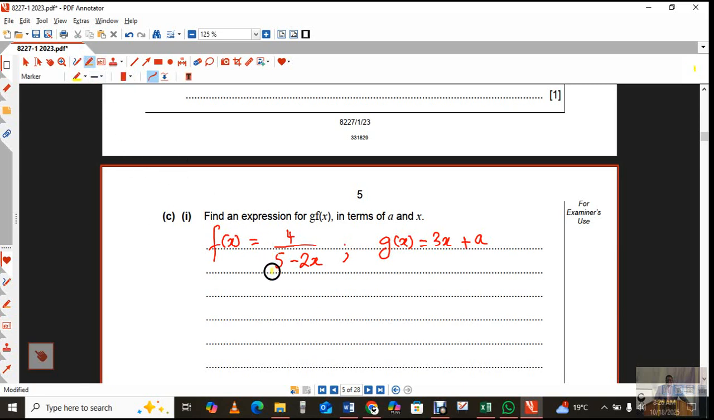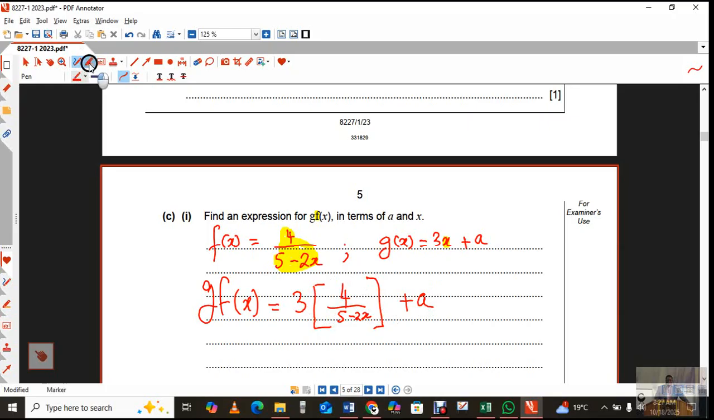So what does this imply? We are going to take all of the function f, and we're going to put it into function g. All of function f is going to be replaced everywhere you have an x in the second function. So this gives you that g of f of x is going to equal 3 times all of this, which is 4 over 5 minus 2x, plus a. Just to make sure that you do get the understanding of that.